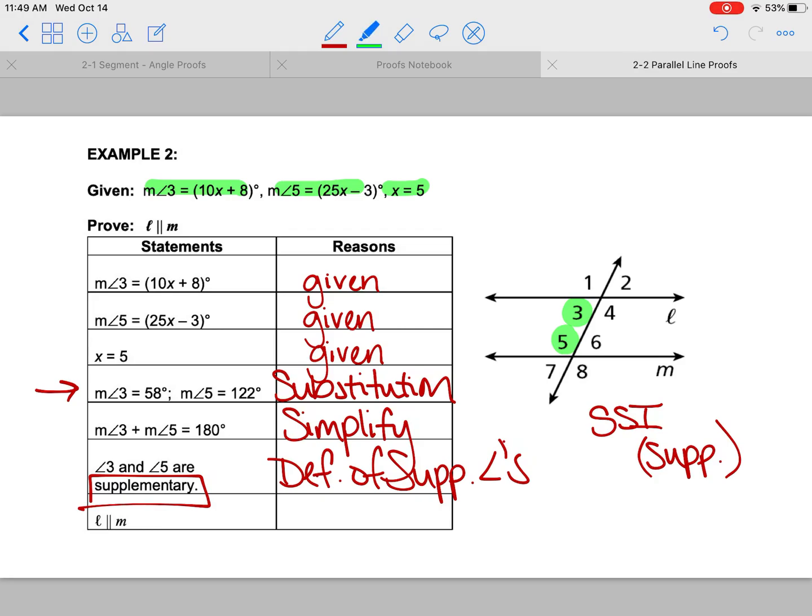And now that we know they're supplementary, we can concentrate on this part here that I just highlighted in green. Now we know that the lines are parallel because our same side interior angles are supplementary. So we would be using our converse.